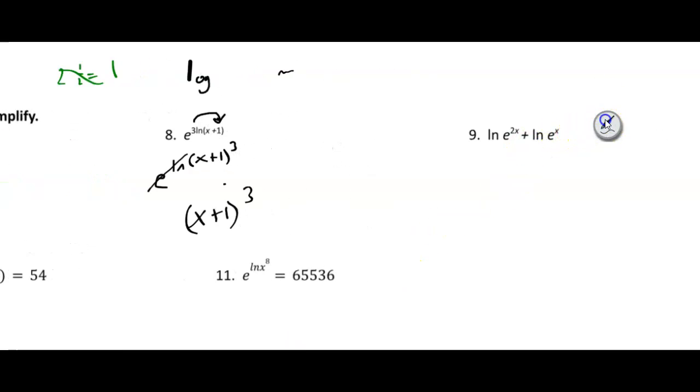For this one right here, natural log of e to the 2x plus natural log of e to the x. Again, these are inverses, they cancel. And over here, natural log of e cancels. And then you just have 2x plus x, which is 3x.